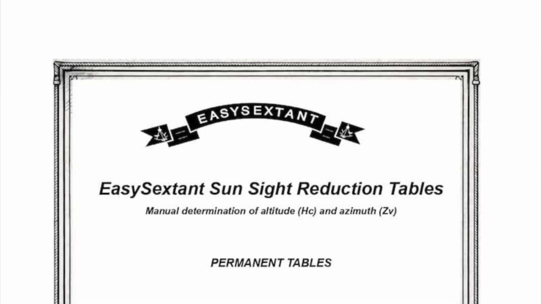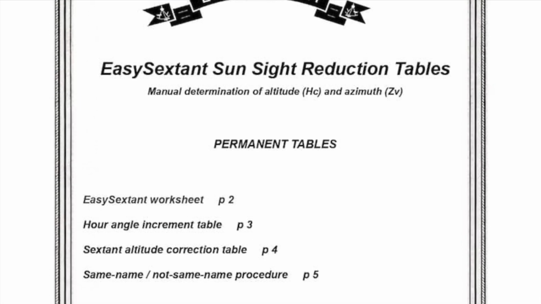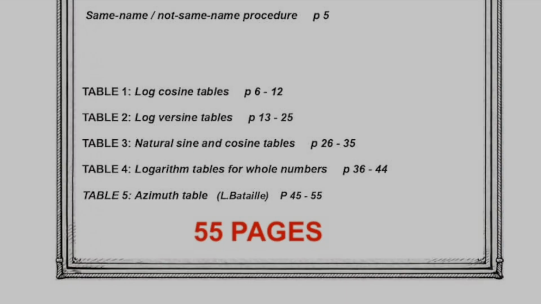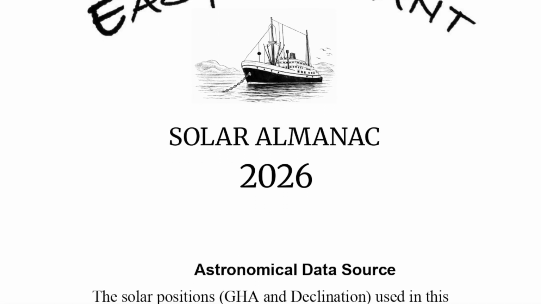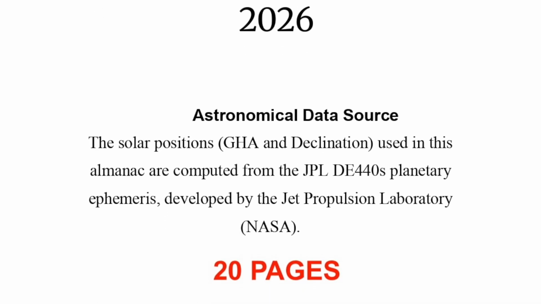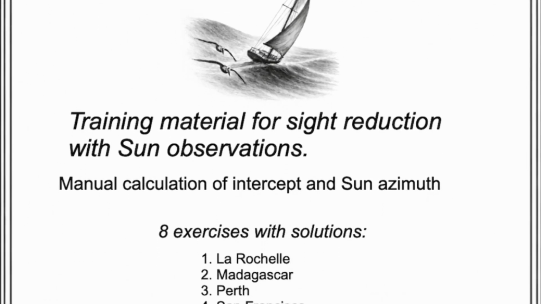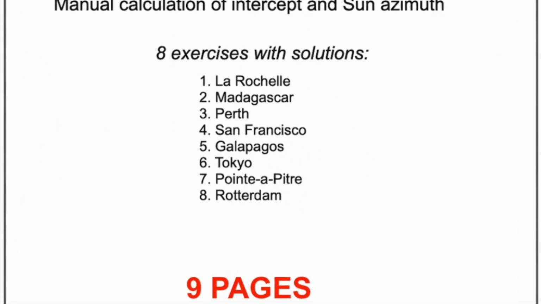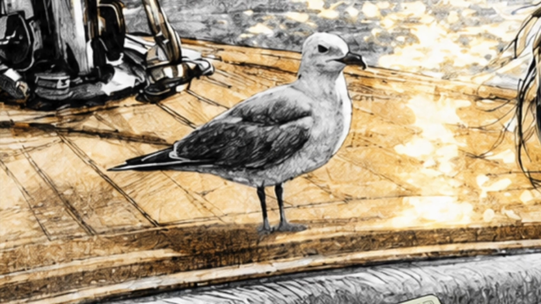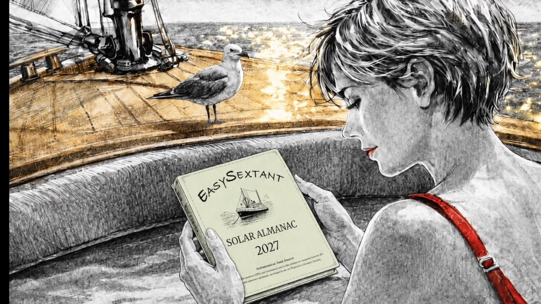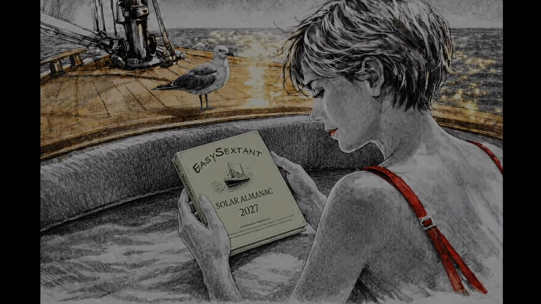The entire system consists of just 84 pages: permanent tables, annual daily pages, and worked examples. Everything fits into a simple 50-pocket document folder that can stay on board for life. While the permanent tables remain unchanged, only the annual daily pages need to be replaced each year. Editions are available from 2026 through 2040, allowing you to choose the years that best suit your needs.